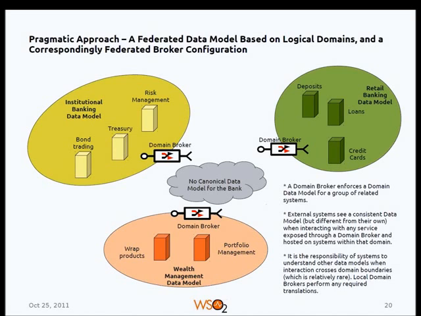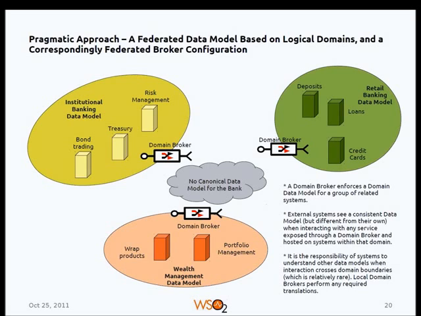Now, if you can see this diagram in the middle, there is no canonical data model, there is no centralized broker. So you have now what are called domain brokers. The domain broker is responsible for enforcing a common vocabulary upon the domain. So any system within that domain, when it talks through the broker, will expose its functionality in the form of services that expose this domain data model. And when you cross domains, you would be expecting to find a completely different data model. And that's as it should be.